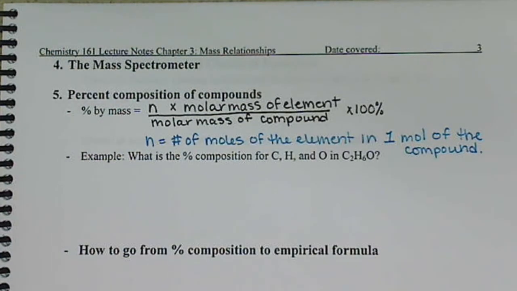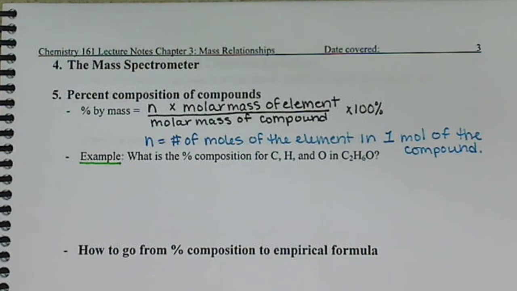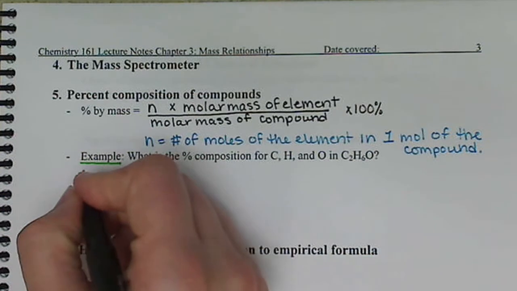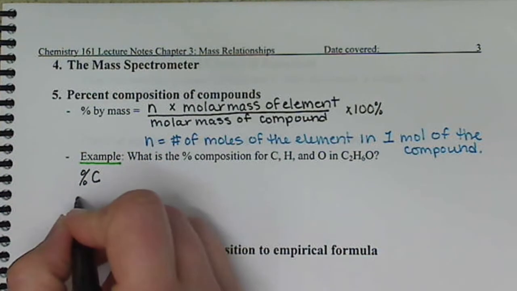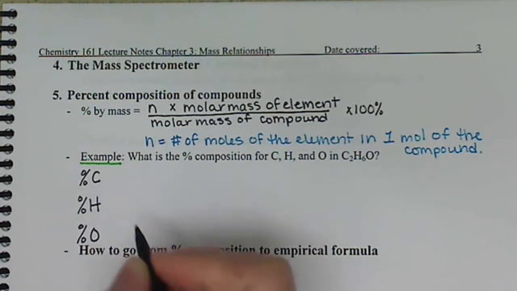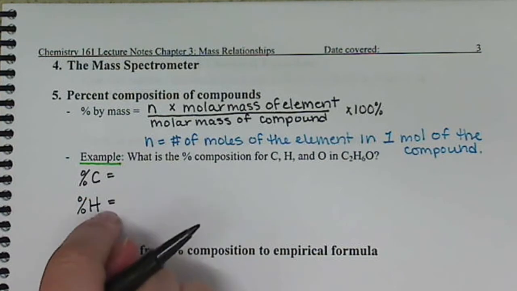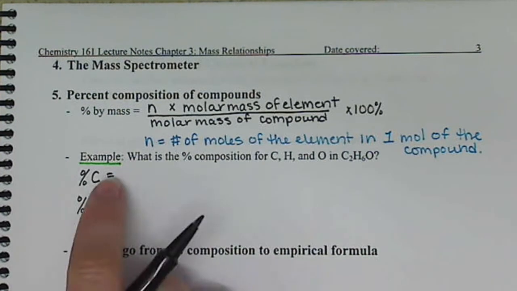So if we do an example and we look at what is the percent composition for carbon, hydrogen, and oxygen in C2H6O2. So we want to look at what is the percent carbon, the percent hydrogen, and the percent oxygen. Okay, so we're looking at percent by mass of each of these elements.